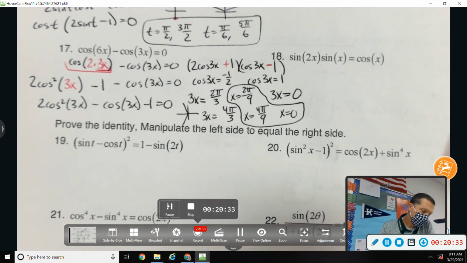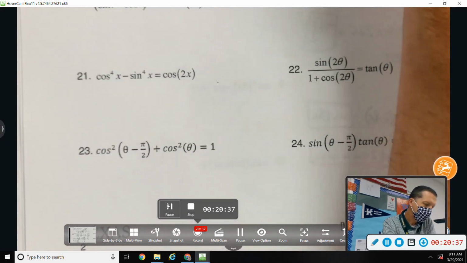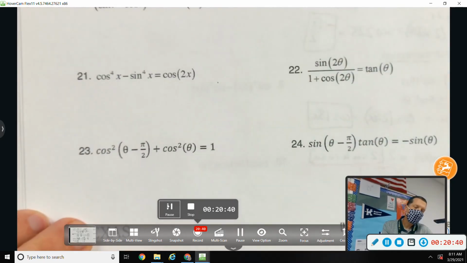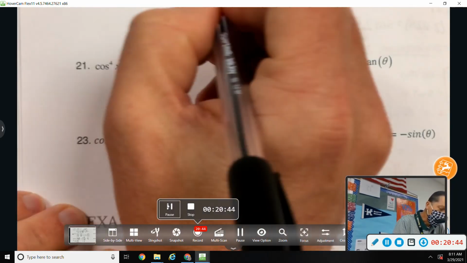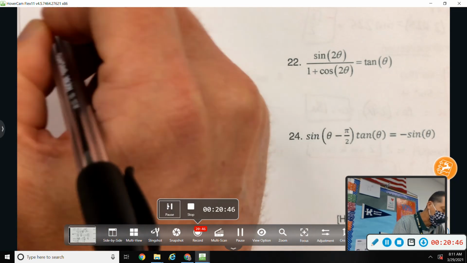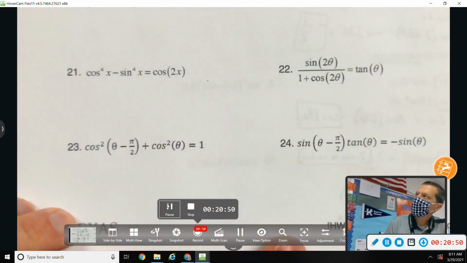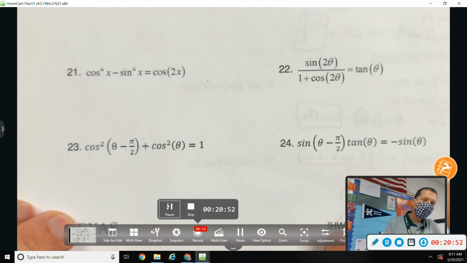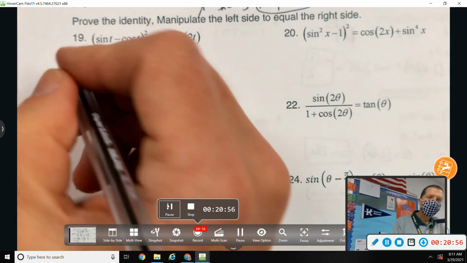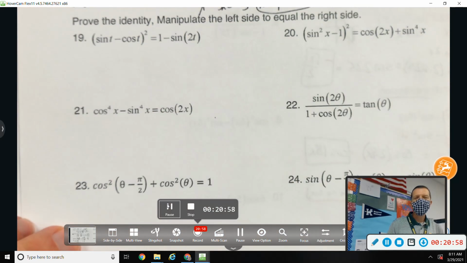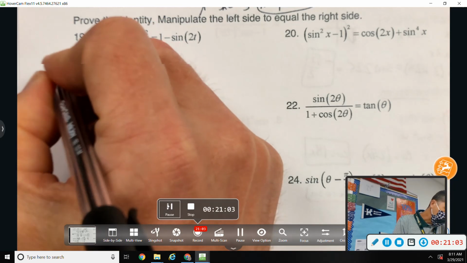Let's do 19 and then I'll be done. Manipulate the left side to equal the right side. So, it tells me which side to work with, so I guess I'll FOIL that out. Uh-oh, we're really getting glitchy up there. So on number 19, FOIL the left. The video's still rolling and it looks fine on the computer, so you guys will have to adjust for a minute. FOIL that out. Hopefully you can FOIL in your head.